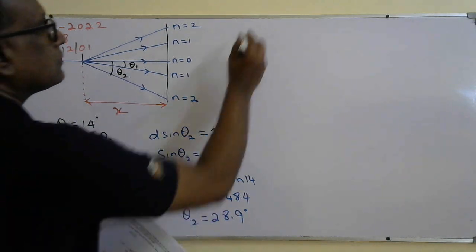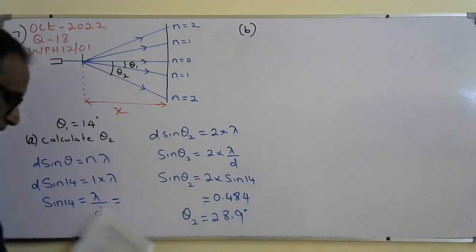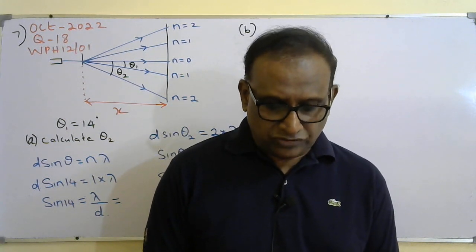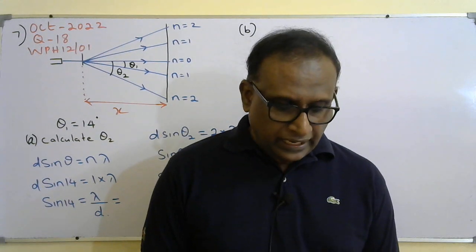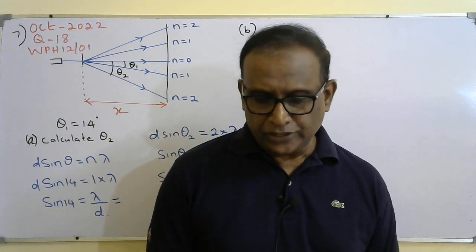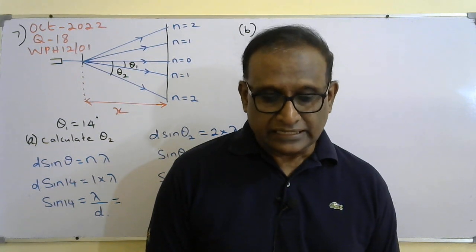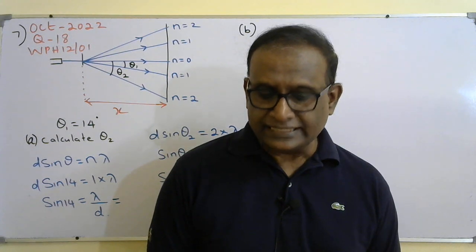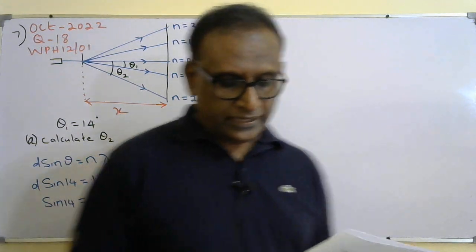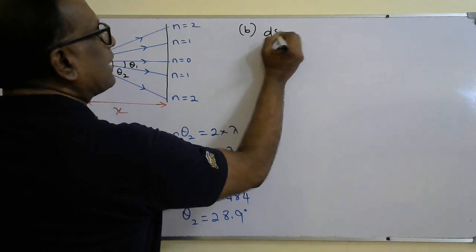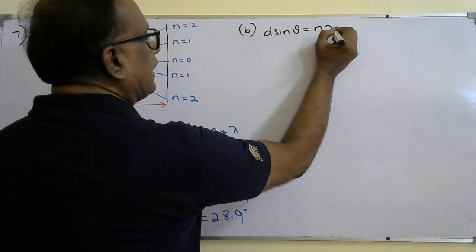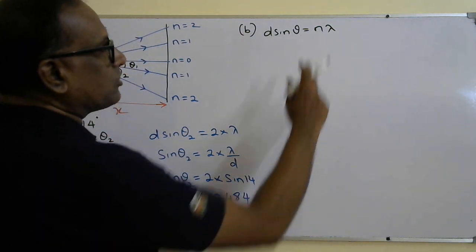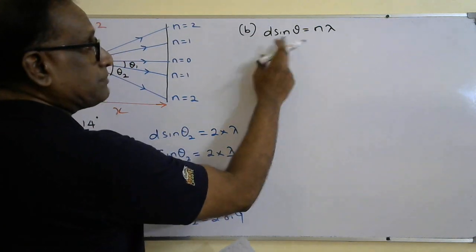B part, the same exam paper. The student measured theta for values of n from 1 to 4. Describe how a graphical method can be used to determine the wavelength of the light from the laser. Assume that the value of the grating spacing d is known. D we know, we assume it. Okay, so we say d sine theta equals n lambda. So he's measuring the values of theta for different n up to 4.